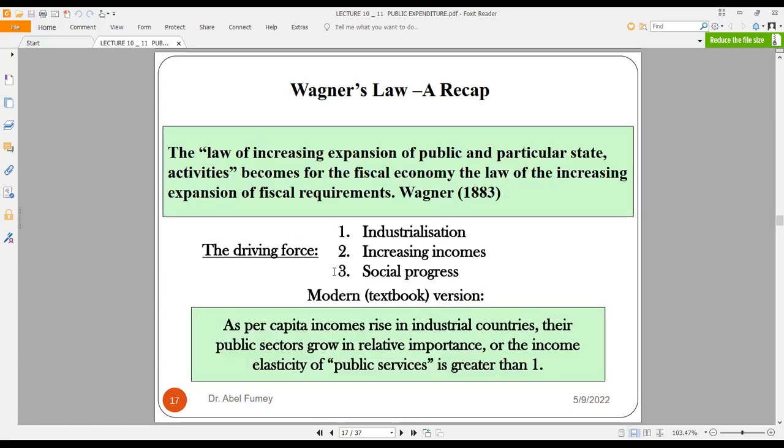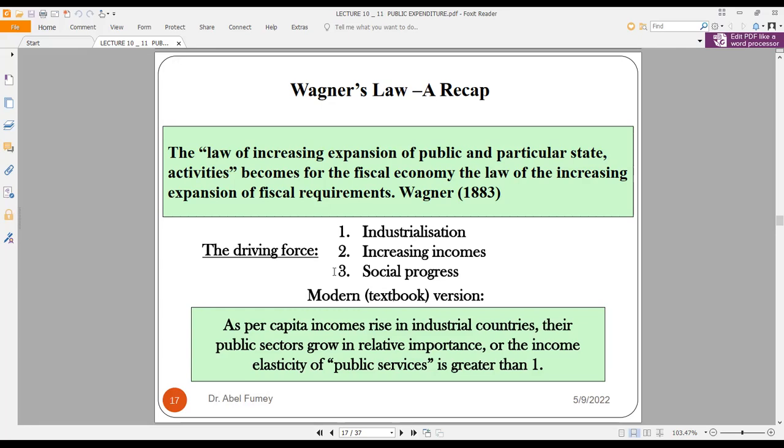All right, so this is Wagner's law. The driving forces in the increase in government spending are industrialization, increasing income, and social progress when there is development and technological change. So as per capita income rises in industrial countries, their public sectors grow in relative importance. So we need the government for the provision of public goods whenever the country becomes industrialized, or the income elasticity of public services is greater than 1. So we have a very positive and very high income elasticity of public goods.